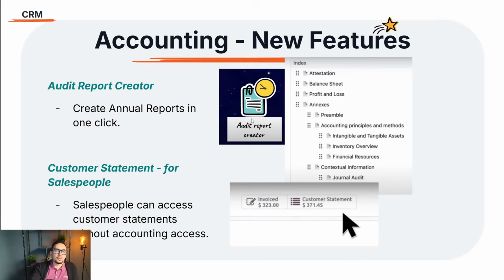The second feature that we were talking about is that salespeople can now access customer statements from the contacts module or from an opportunity in the CRM, without directly having access to the accounting side. This was something that a lot of companies were asking for. We want our salespeople to be able to see the customer statement, what has been paid and what is not paid, without having access rights to the accounting module. So now we can do that with the new customer statement feature.